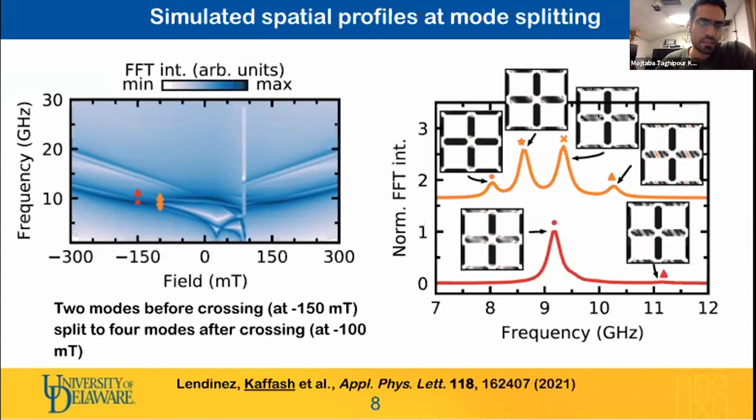So as a result, although this could be interpreted as avoided crossing, our simulation results indicate that this splitting is just the splitting of the modes into different sublattices of the square artificial spin ice.